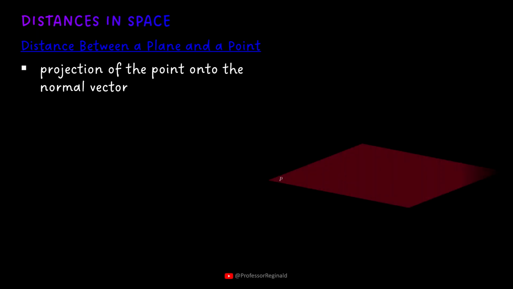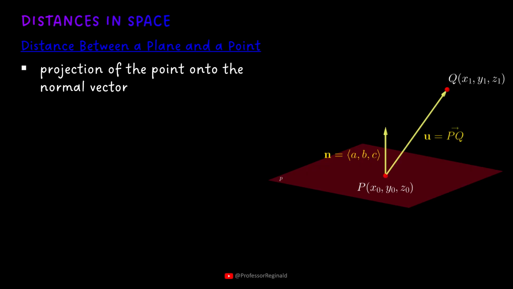Consider a plane in space and a point P on the plane, and the normal vector n of the plane that passes through this point. Suppose Q is a point not in the plane. Let U be the vector from point P to point Q. This vector is the vector projection of U onto n.